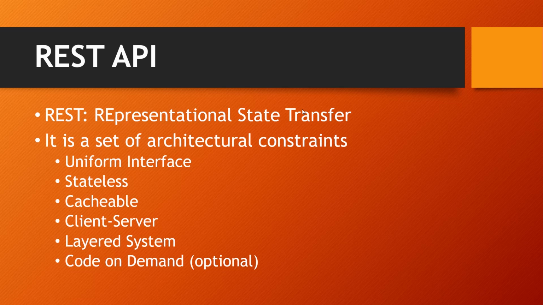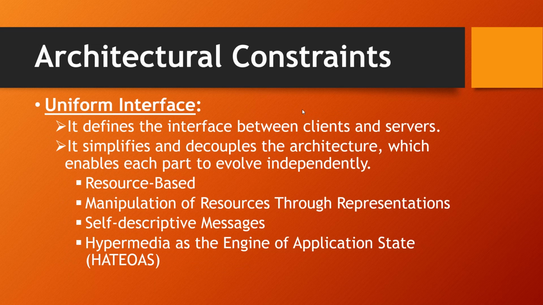So the first constraint is uniform interface. It is a key constraint that differentiates between a REST API and a non-REST API. It suggests that there should be a uniform way of interacting with a given server, irrespective of device or type of application. It could be a website, it could be a mobile app, doesn't matter.